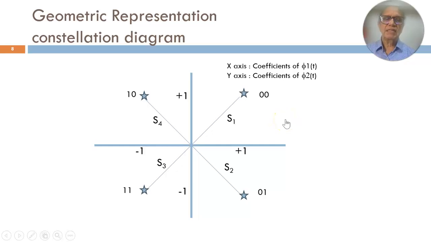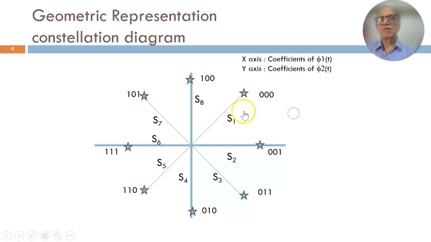So you will find that you will gain something, but you lose something also. So let me show that constellation to you. 0, 0, 0 is represented by this point, 0, 0, 1, and in general you have 8 waveforms: S1, S2, S3, S4, S5, S6, S7. These are all vectors corresponding to the time domain signals S1(t), S2(t), and so on.